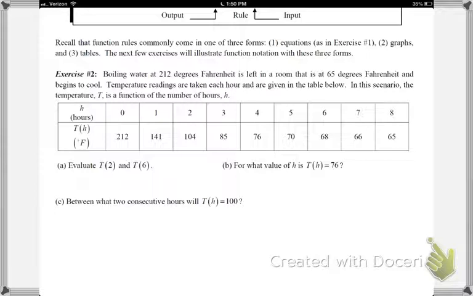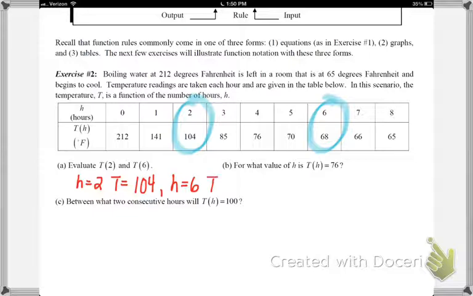So we're going to look at our table, in which H is equal to 2. What is my value for T? We look at our table, and when H is equal to 2, T is equal to 104 degrees. Now T at 6, when H is equal to 6, we can see T is equal to 68.